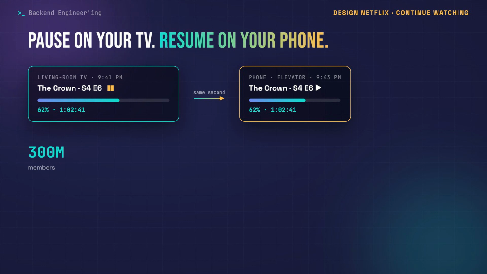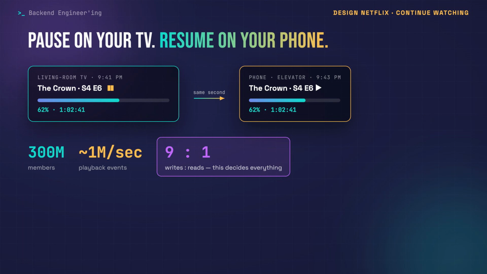Because look at the scale, 300 million members, somewhere around a million playback events pouring in every second. And here's the number that quietly decides this entire design. This system takes in roughly 9 writes for every 1 read, 9 to 1. Hold on to that ratio. It's about to make almost every decision for us.